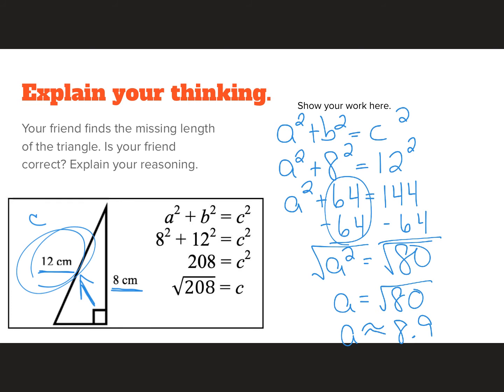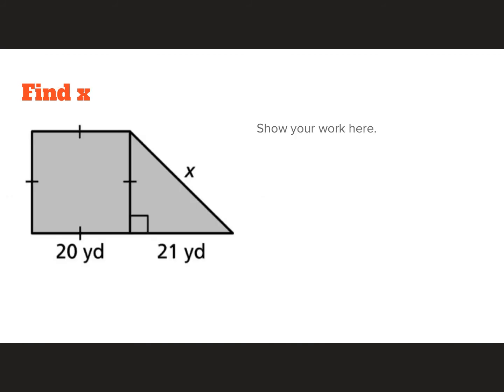So it's very important that you realize square root of 80 and the square root of 208 are very far apart. It's very important that you check to make sure that you're finding the correct side of your triangle. So let's look at this one now. We have to find x.